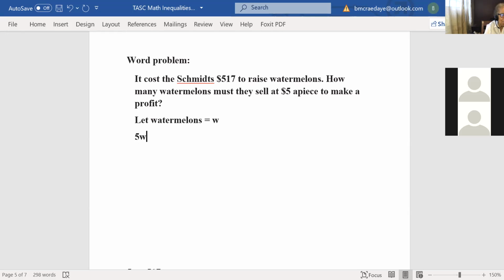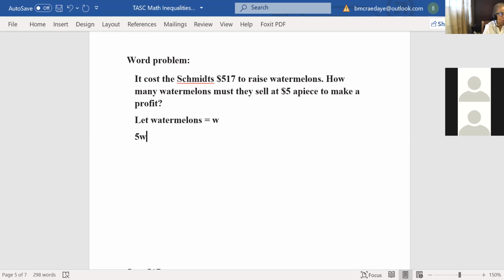Use watermelon. So therefore, it would have to be equal to, or I think they say equal to or greater than something. They want to make a profit. So they want to sell enough watermelons at $5 each to make a profit. And it cost them 517 to raise the watermelons, right?